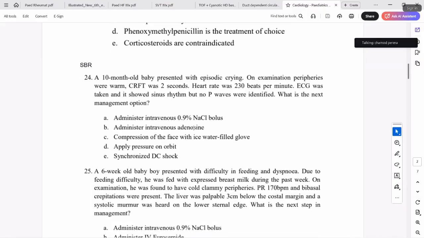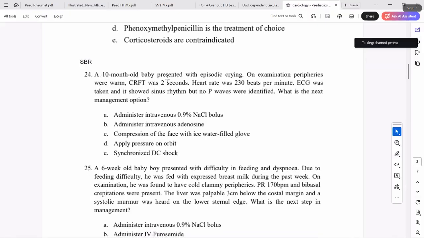Right. So here is the next question. A 10-month-old baby presented with episodic crying. On examination, the peripheries were warm, capillary refilling time was 2 seconds, heart rate was 230, and an ECG was taken. It was in sinus rhythm, but no P waves were identified. What is the next management option?